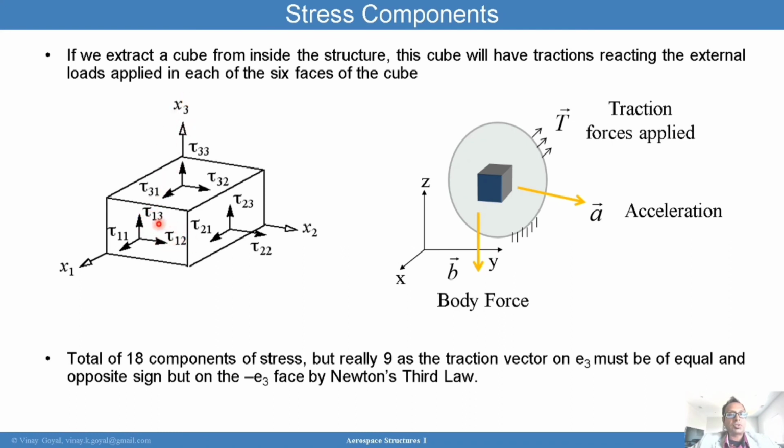So that's why it's called tau 1.3. And then tau 1.2 is because I have the traction vector looked at on phase number 1, which is defined by x1, and is acting in the 2 direction. So I have 3 components of stress here, 3 components of stress here, 3 components of stress here, and I also have another 9 components that are hidden in this cube. I have a total of 18 components in this cube.